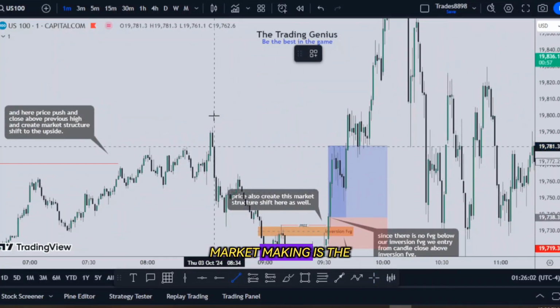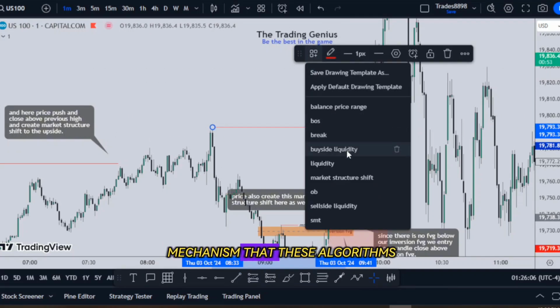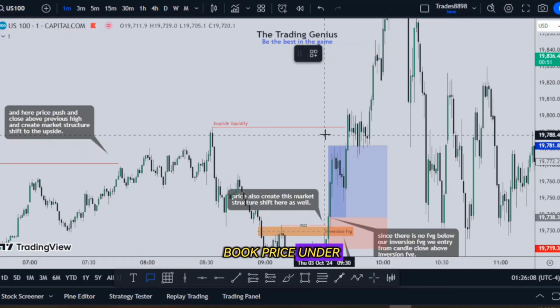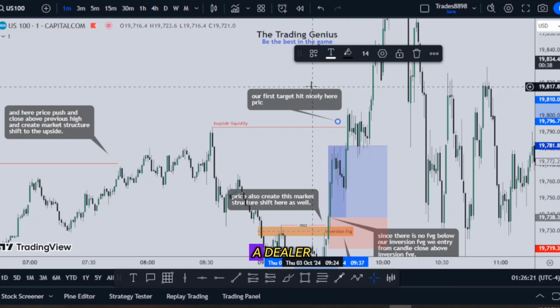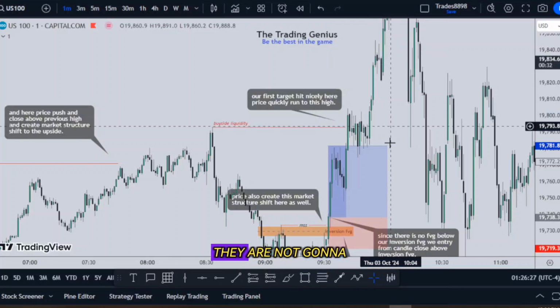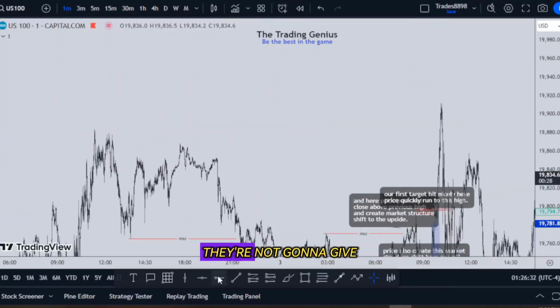So, market making is the mechanism that these algorithms book price under. There is no market maker person that's dealing between two price points that makes price. No, absolutely not. That is a dealer, but they have been miscalled as a market maker. They are not controlling price. They are not going to deliver the high and the low of the day before it happens. They're not going to give you the logic.